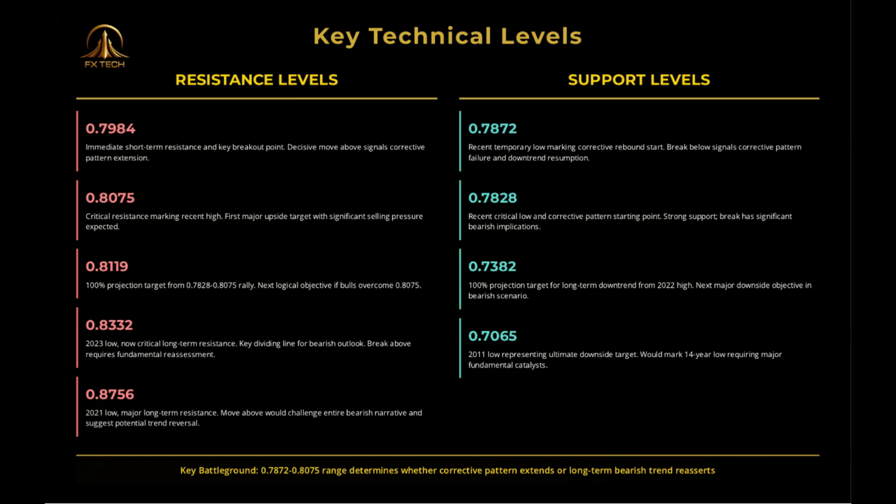On the support side, 0.7872 marks the recent temporary low where the corrective rebound began. Below that, 0.7828 represents a critical support level, with a break having significant bearish implications. The 0.7382 level is the 100% projection target for the long-term downtrend, while 0.7065, the 2011 low, represents the ultimate downside target. The key battleground remains the 0.7872 to 0.8075 range.